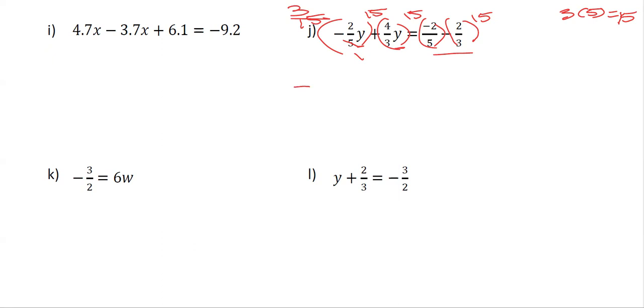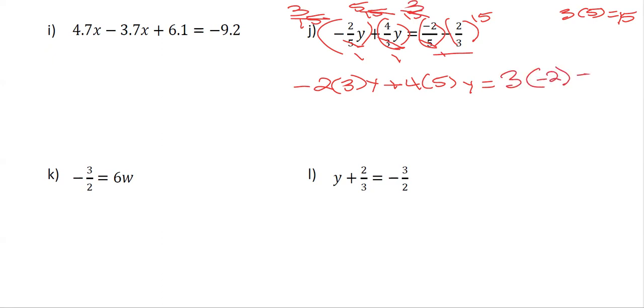So now I have -2 times that 3. And then I'm going to put my y with it. Plus, 3 goes into itself once, goes into 15 5 times. So now I have 4 times 5y, and that's equal to 5 goes into itself once, goes into 15 3 times. So now I have 3 times that -2 minus 3 goes into itself once, goes into 15 5 times. Now I have 2 times 5.